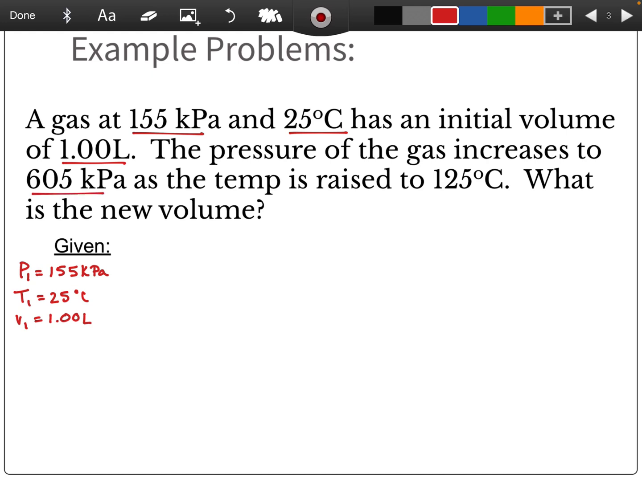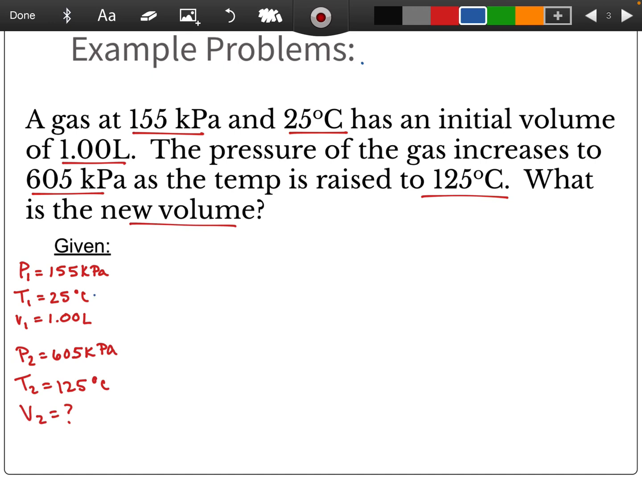The pressure of the gas increases to 605 kPa. So that would be our second pressure reading, as the temperature is raised to 125 degrees Celsius, so that's our second temperature reading. And we want to know what is the new volume. So our second volume is our unknown variable.